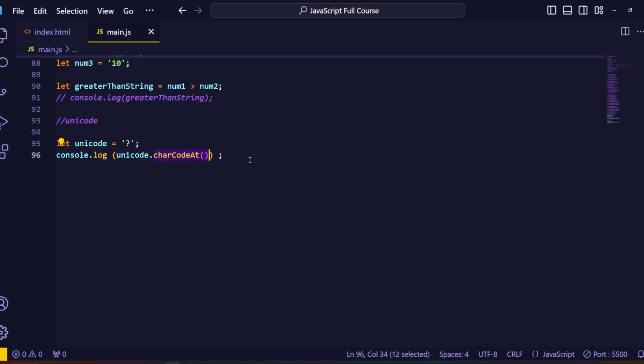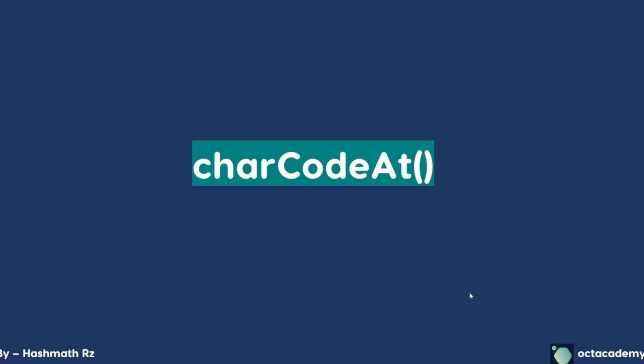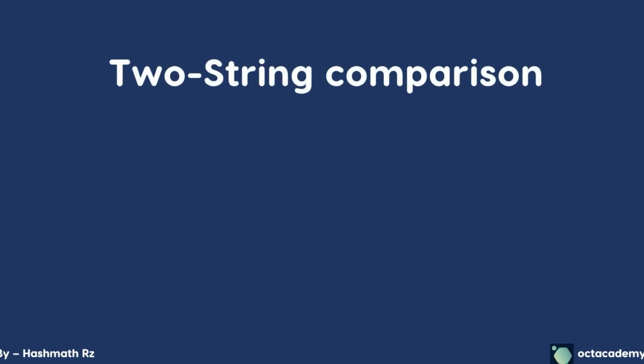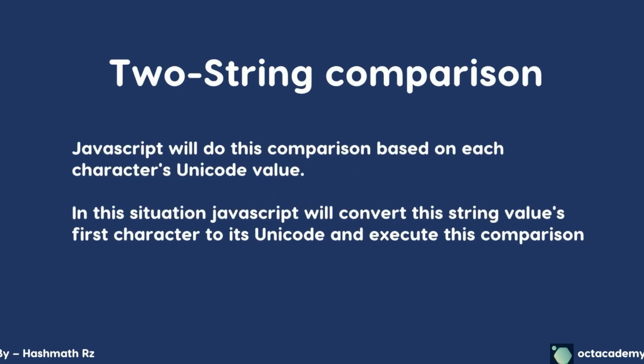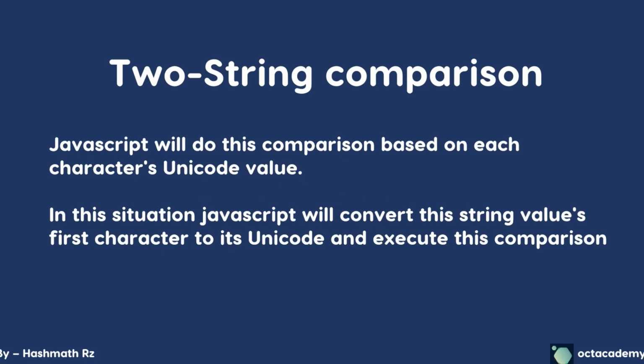Alright, so let's get back on track. Previously, we were speaking about how the comparison operators compare two string values, right? So I was about to tell you that in this two-string comparison situation, JavaScript will do this comparison based on each character's Unicode value.